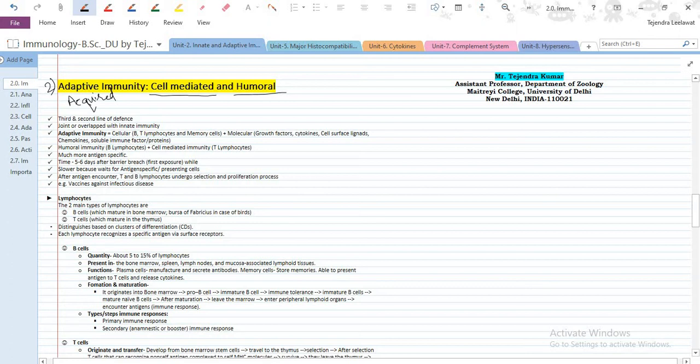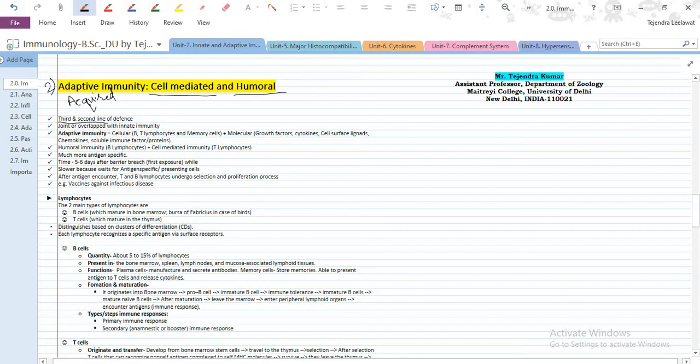depends upon many lines of defense, and I told you that the first and second lines of defense are mainly related to innate immunity. But the third line is mainly related to adaptive immunity. Not only the third, the second line also plays some role in adaptive immunity as well. It means the third and second lines both play a role in adaptive immunity, but the main or major role is of the third line.